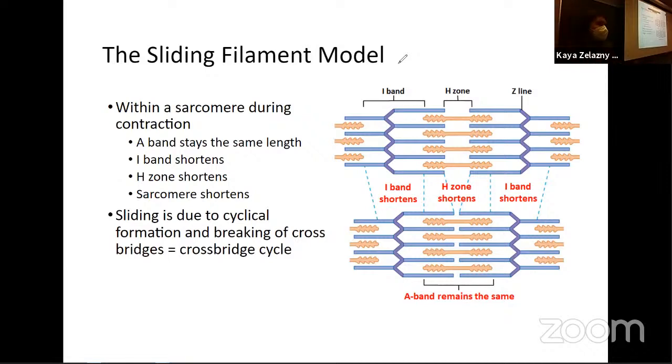Now, in order to get this sliding to happen, we have to use energy and we have to bind these two proteins to each other so they can actually tug and pull on each other. So the way we do that is through the cyclical formation of these things called cross bridges. We're going to look at the cross bridge cycle. By cyclical here, we just mean it happens over and over again.